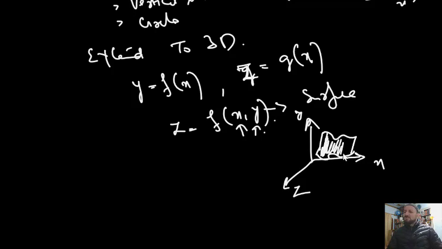Okay, if you have the x and y, you need both of these things to calculate the z using some formula, where f is a function of these, to get the surface. So this will get the surface.